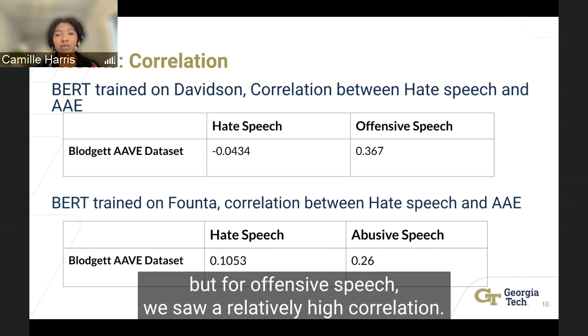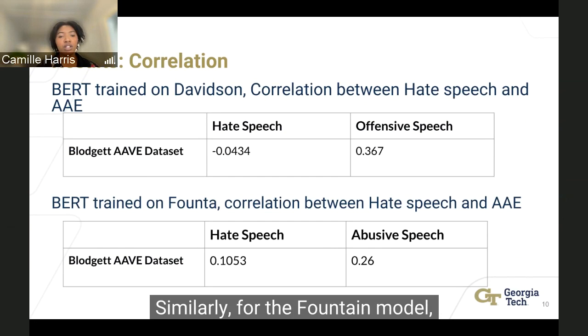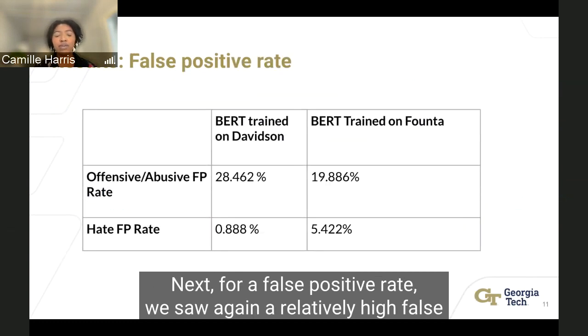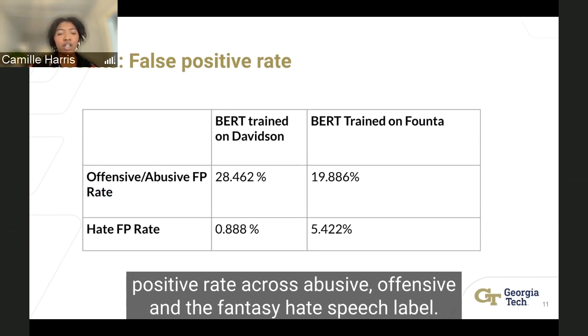But for offensive speech, we saw a relatively high correlation. Similarly, for the Founta model, we saw a relatively high correlation for both hate speech and abusive speech. Next, for false positive rate, we saw, again, a relatively high false positive rate across abusive, offensive, and the Founta hate speech label.